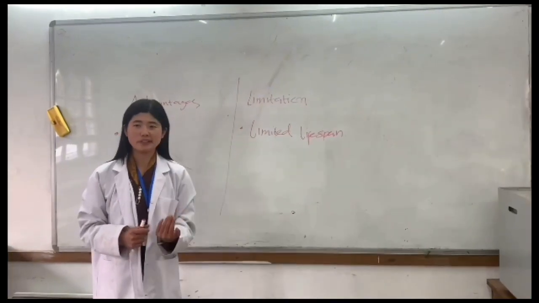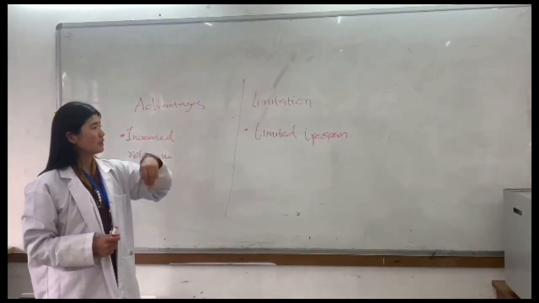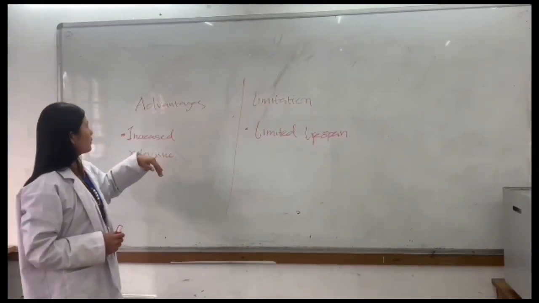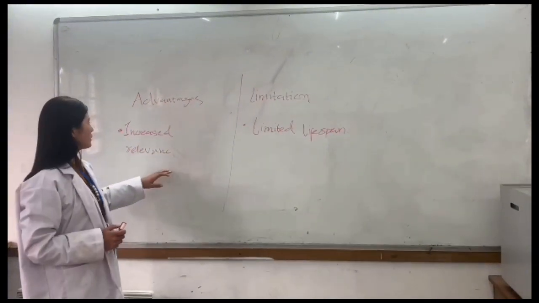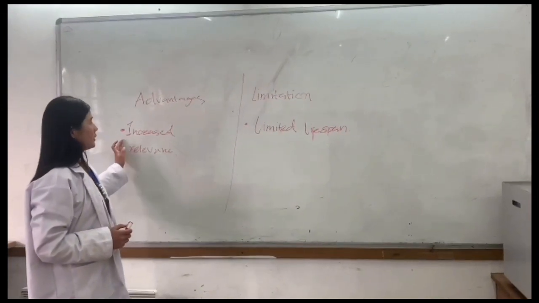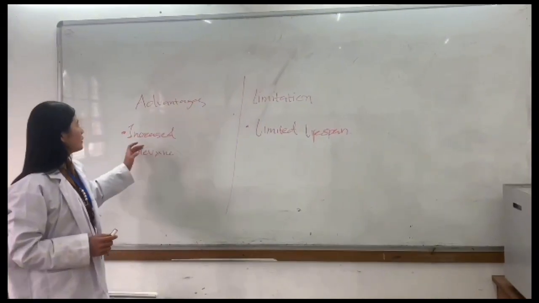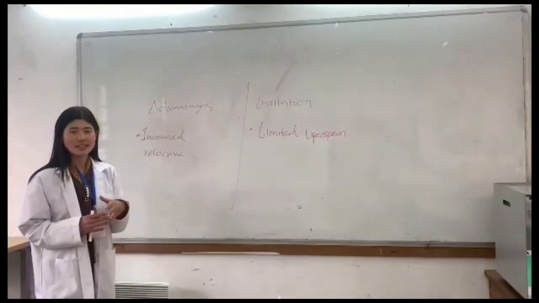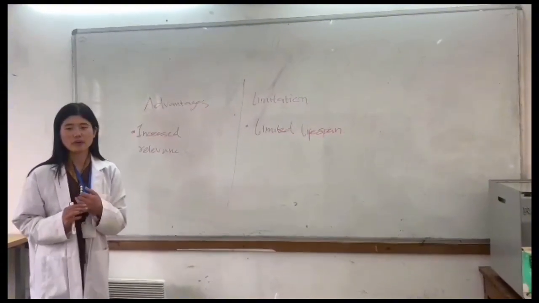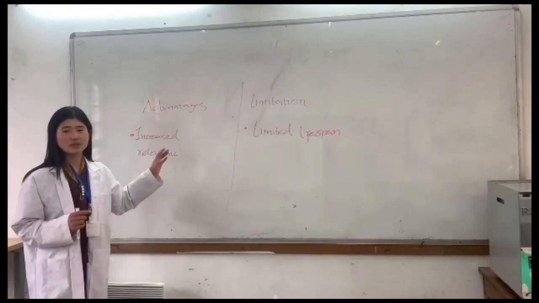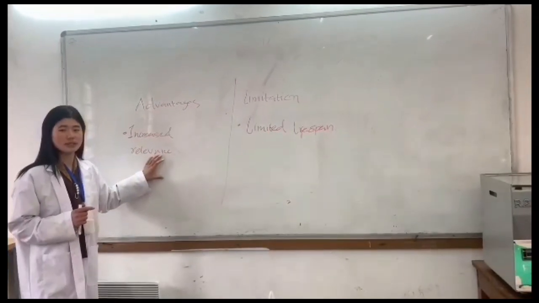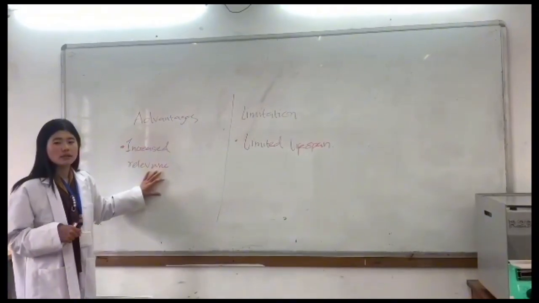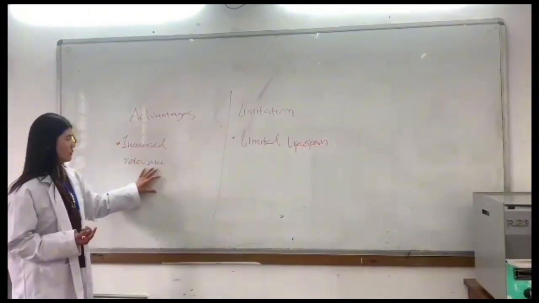Now I will be explaining the advantages and limitations of primary cell culture. There are many advantages and limitations. However, I will explain only one advantage and one limitation. One advantage of primary cell culture is the increased relevancy. It means that the primary cells are obtained directly from living tissues, so they retain specialized characteristics and the functions of their original states. So this will make more accurate representations.